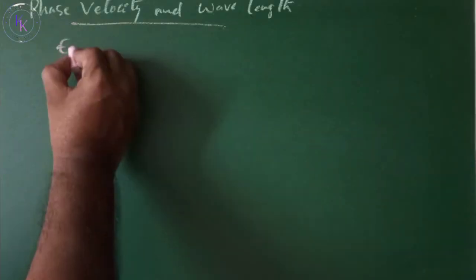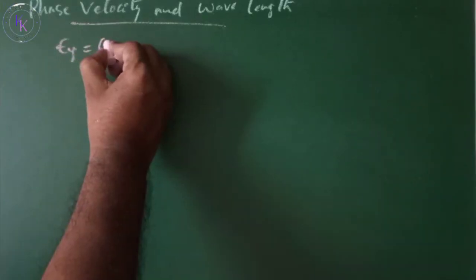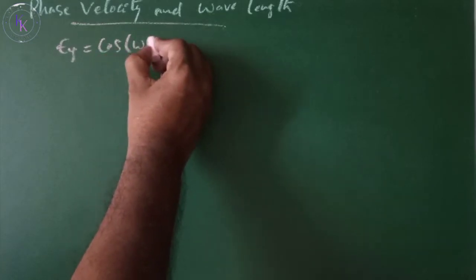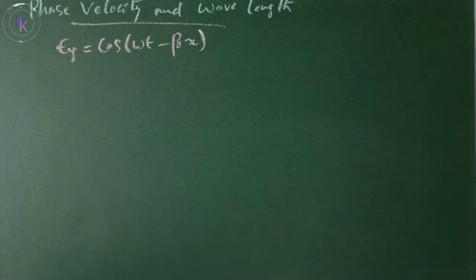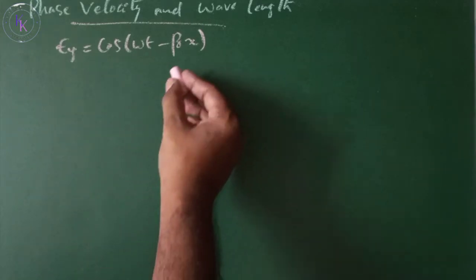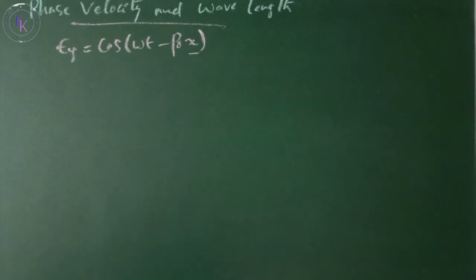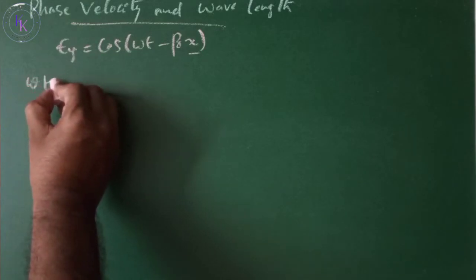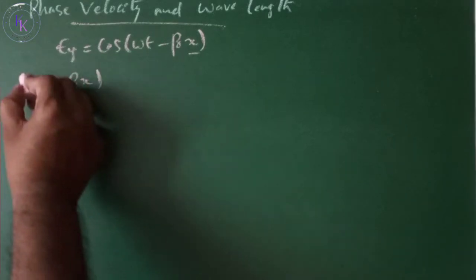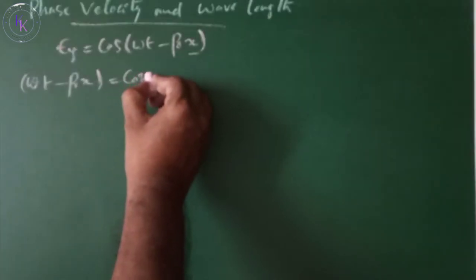Now consider the solution Ey equals cos(omega t minus beta x). This is a cosine wave propagating in the positive x direction. The position of a constant phase point, like the peak value P, shifts every instant, but magnitude and phase remain unaltered. Therefore, we can write omega t minus beta x equals a constant.